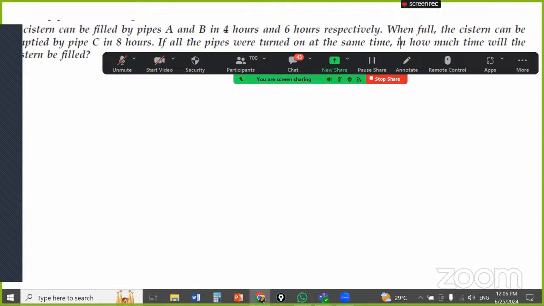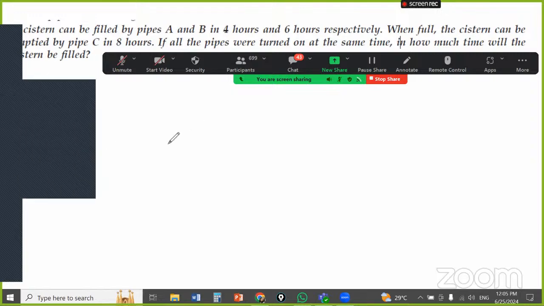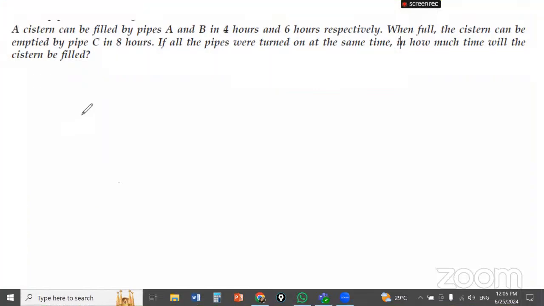So A plus B minus C. That's what you get, easily here. I think you can try this. Sorry, this is not addition. This is subtraction because that's an outlet pipe. So when all the three pipes are open, this is what you'll be doing. Take the sum.